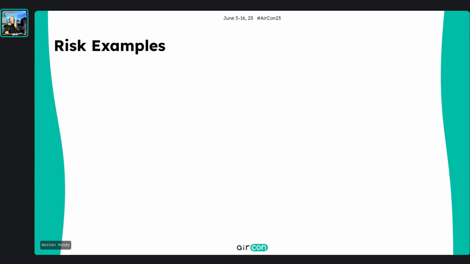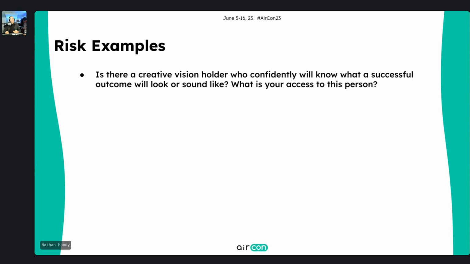So let's talk about some very concrete risk examples that I've identified on projects that I've worked on, and that seem to recur over and over again on projects of all types. Is there a single creative vision holder who confidently knows what a successful outcome will look or sound like? And what is your access to that person? If it seems like no one's leading the ship in terms of just being the vision holder, that's a risk, because then it could turn into a bring me a rock game where someone says, bring me a rock.